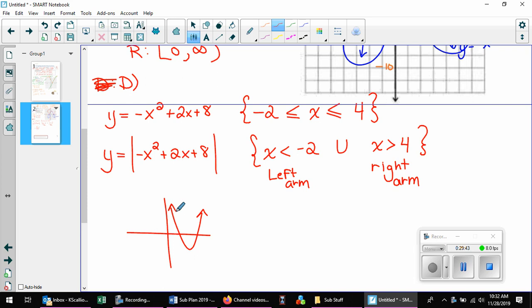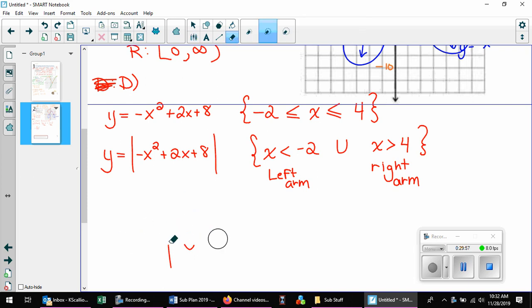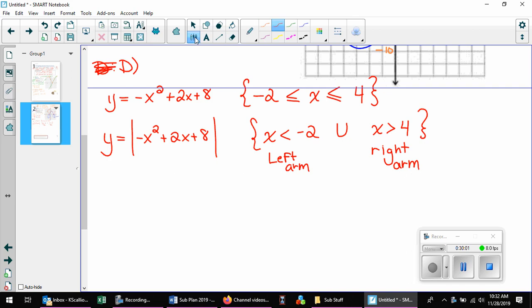Okay. Why don't we do this graph without opening down? Because then we have everything that we need. Okay. You guys ready for this?